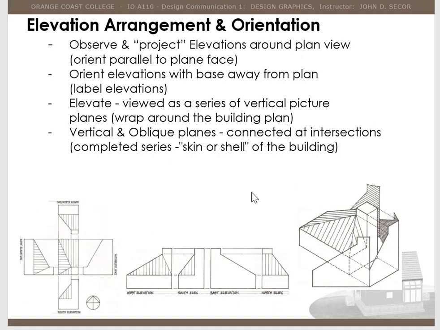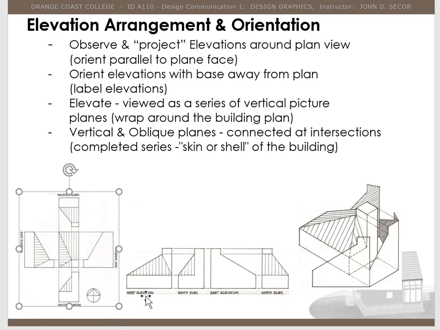So elevation arrangement orientation, as I said, we want to take a look at some of these drawings here. This would be your multi-view drawings right here. Here are each one of these elevations in a line. And then here is what we took, a plan view and tilted it, and we show these elevations in a three-dimensional way. This is called an isometric drawing or a paraline drawing. We will be doing that later on in the semester.